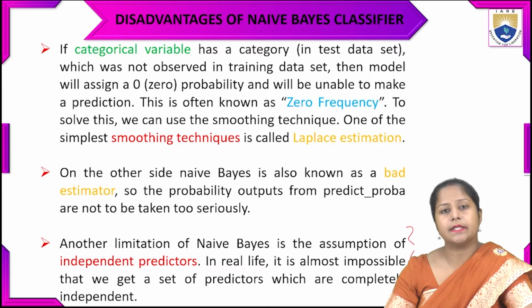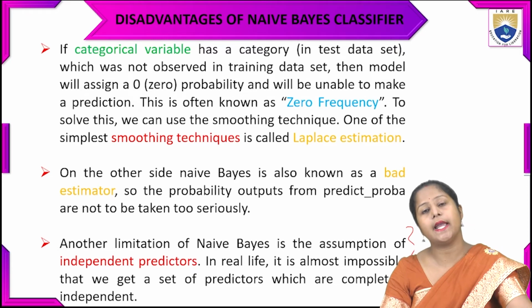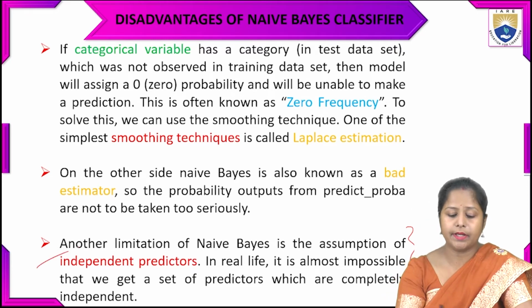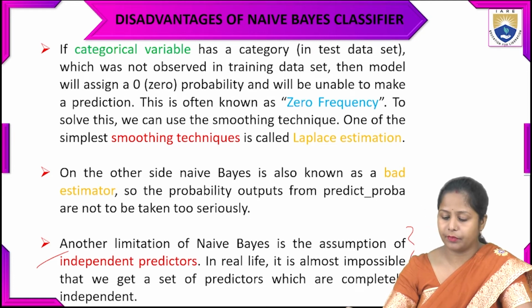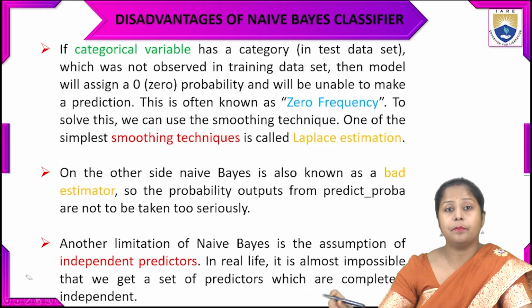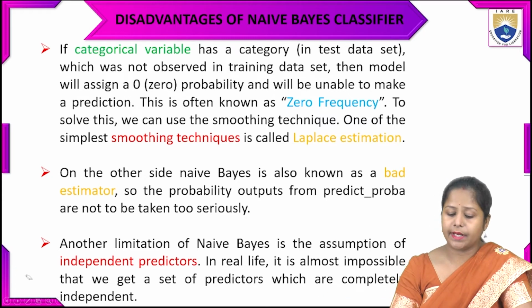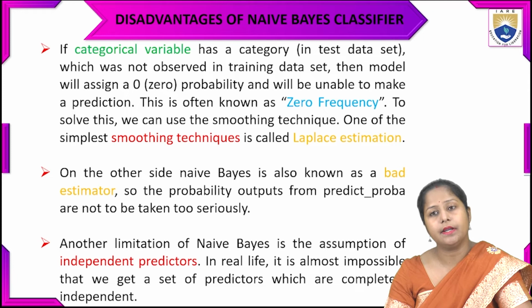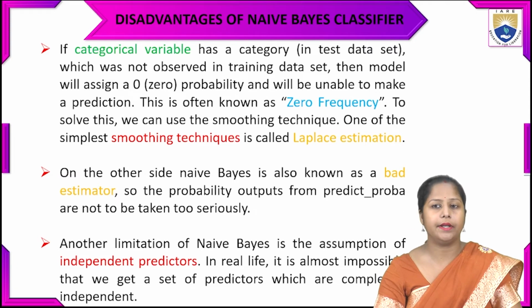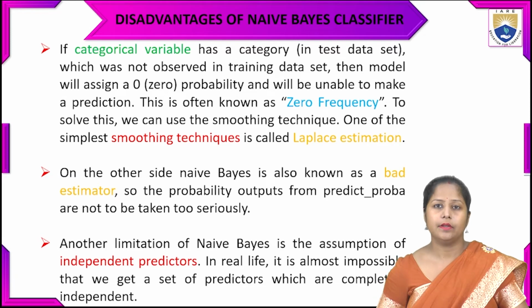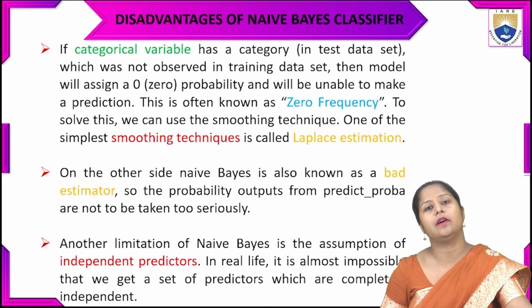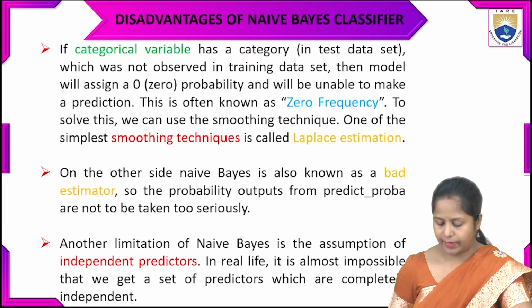Another limitation of this naive Bayes classifier is the assumption of independent predictors. In real life, it is almost impossible to get a set of predictors which are completely independent. So that is a limitation. We cannot rely on having a set of completely independent predictors. So this is also a disadvantage of the naive Bayes classifier.